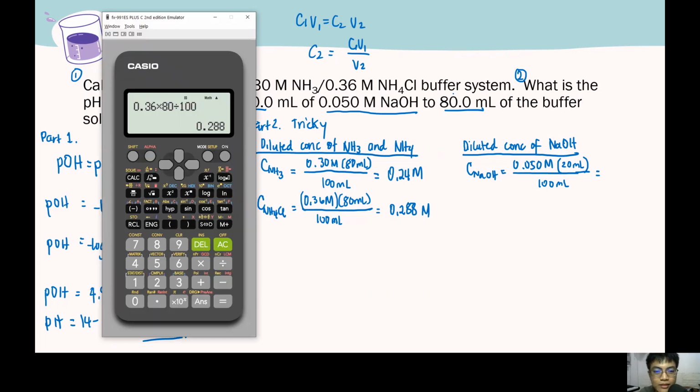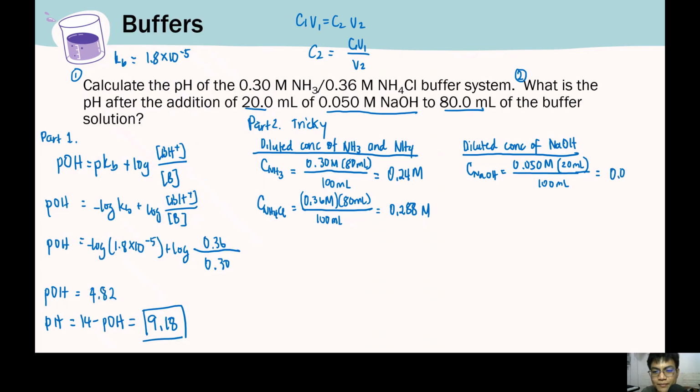Okay? Answer. So that will be 0.05 times 20 divided by 100. 0.01. Okay, tama ba? Okay, tama. Dalawang isip pa eh. Okay? So, lahat sila na-dilute. Not only the ammonium chloride, but also the sodium hydroxide.